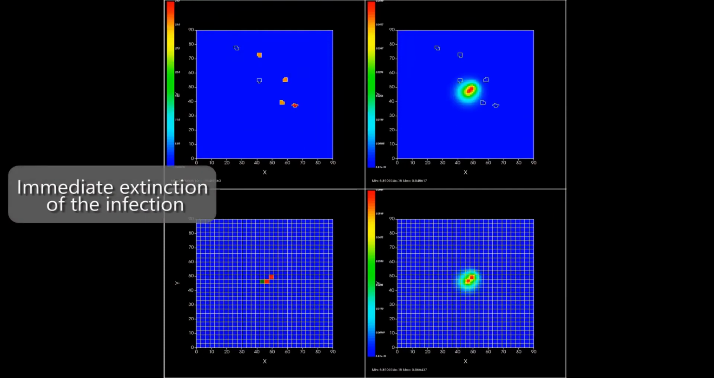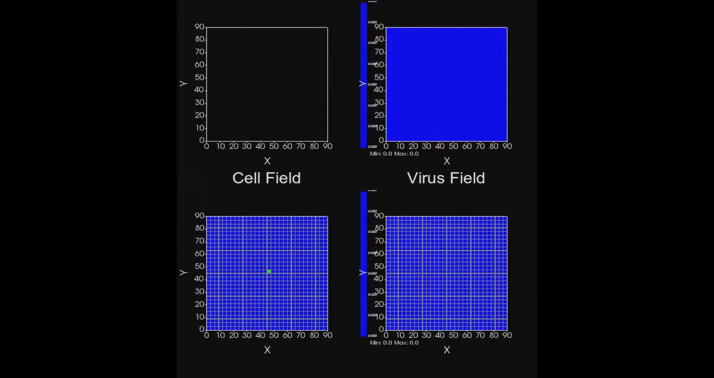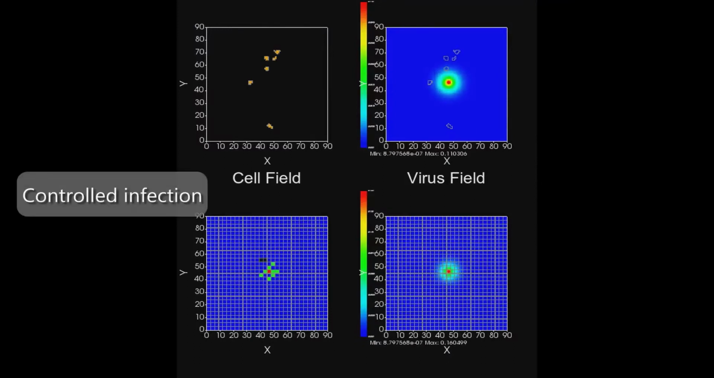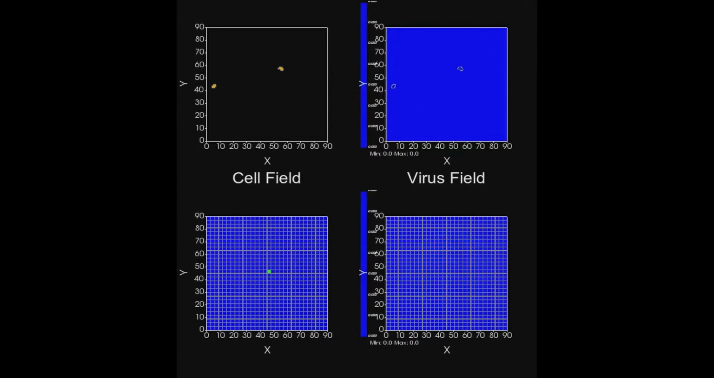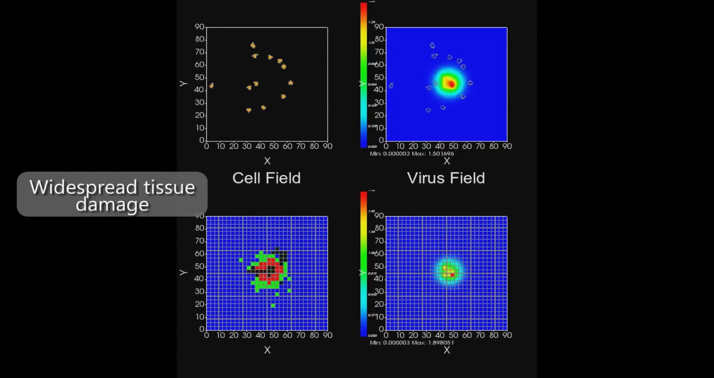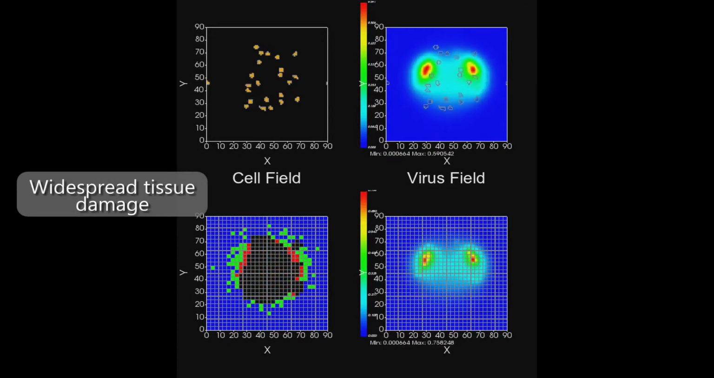The initial model isn't a representation of the specifics of SARS-CoV-2 infection per se, but it does make some interesting, potentially useful predictions. So far, our results show the immediate extinction of the virus by the immune response, as well as controlled infection after limited spread of the virus, and uncontrolled spread of the infection, leading to widespread tissue damage.